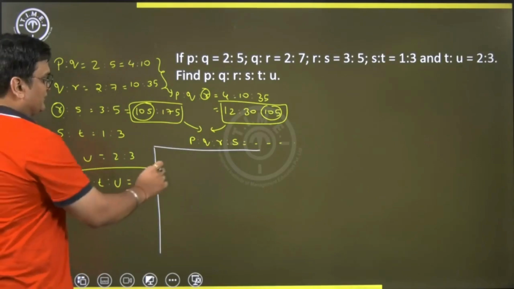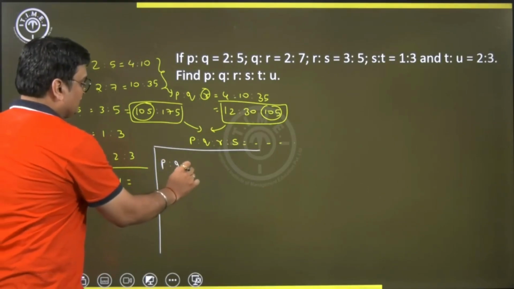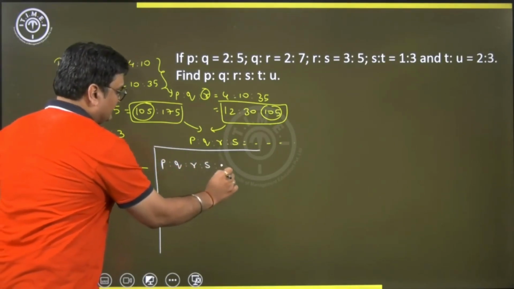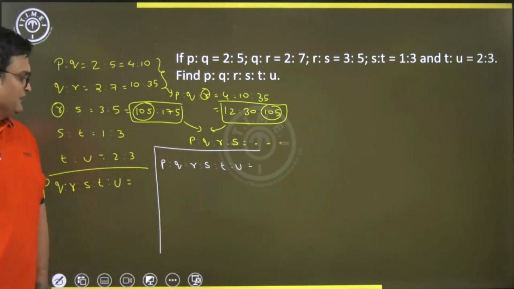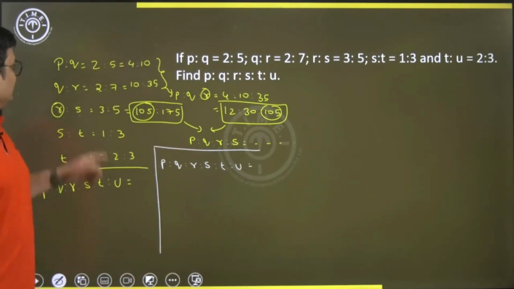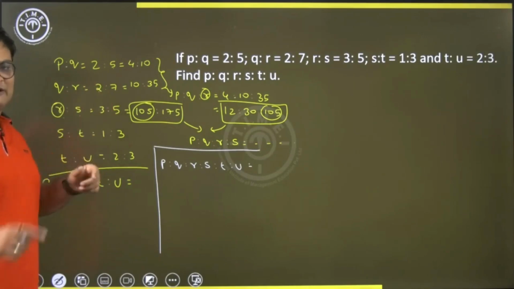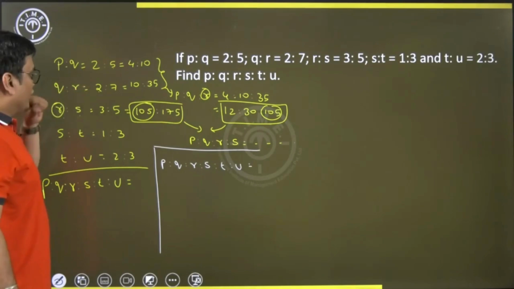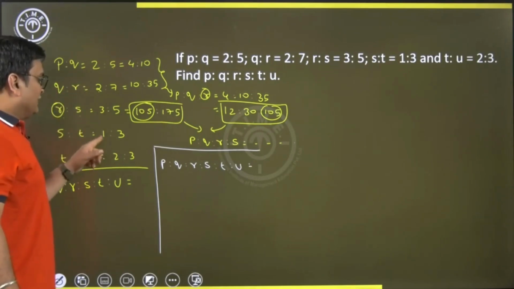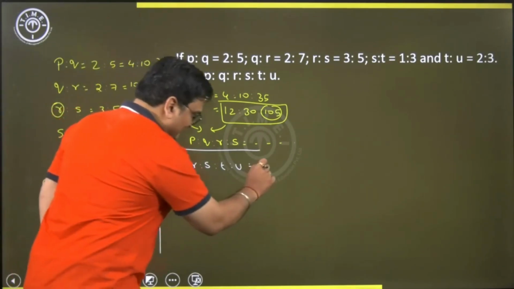What was the second approach? P:Q:R:S:T:U. But you need to be a little good with numbers here. What will be the merged ratio here? How do I find out the first term? It is the product of all the first terms in the ratios. So let's do that. 2 into 2, 4, 4 into 3, 12, 12 into 1, 12, 12 into 2, 24.